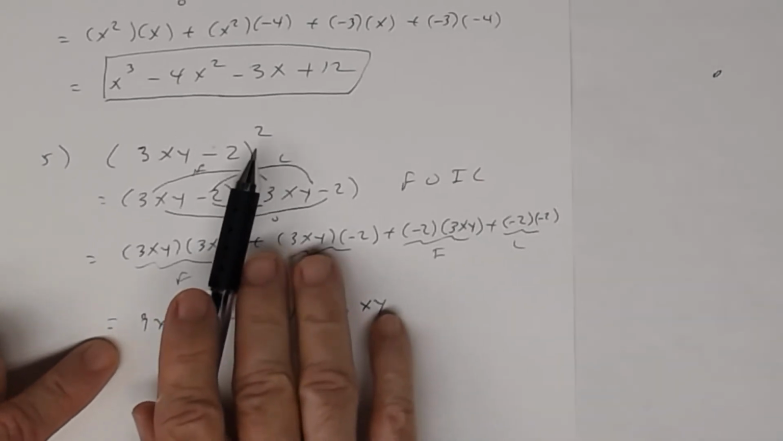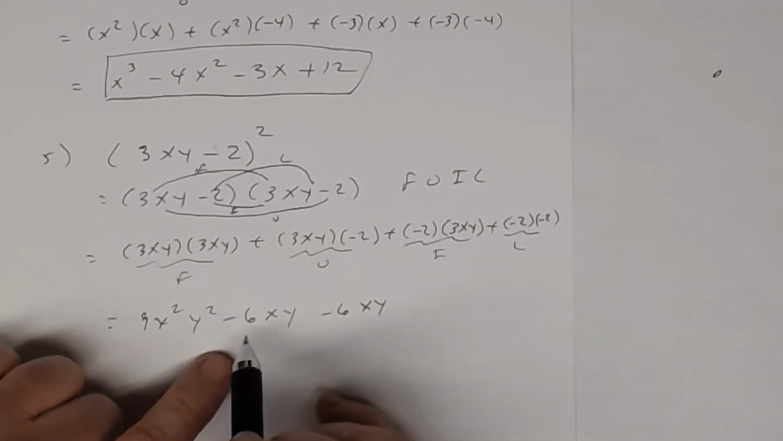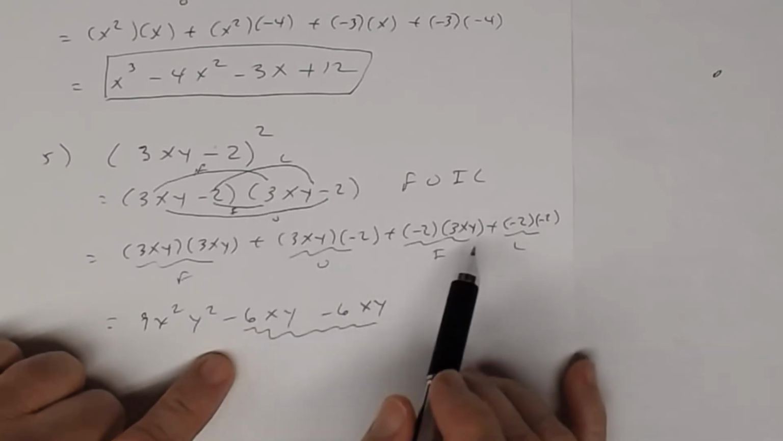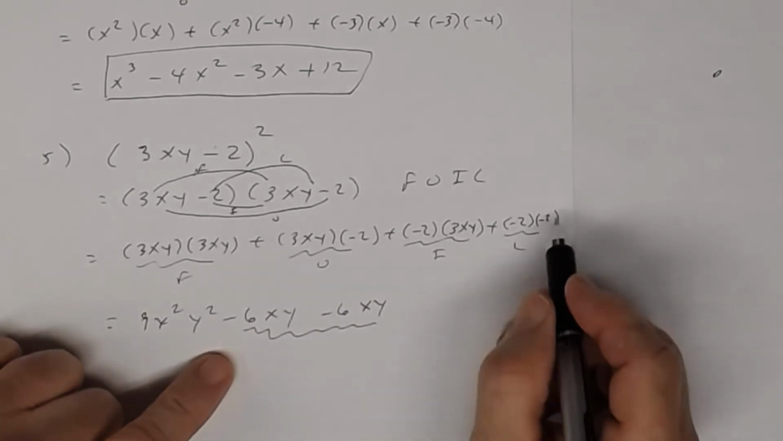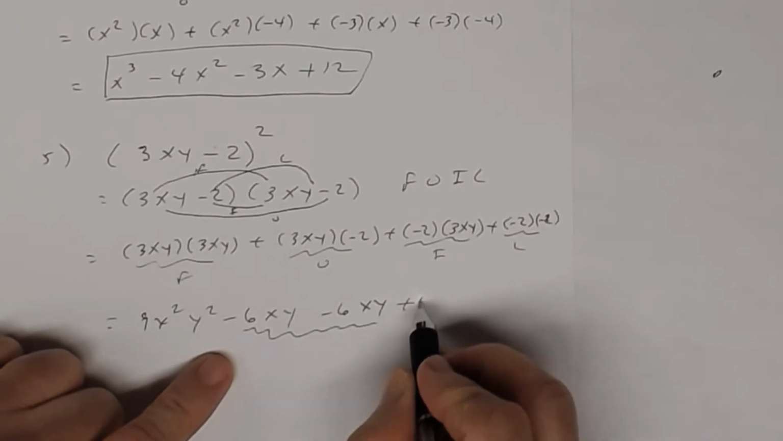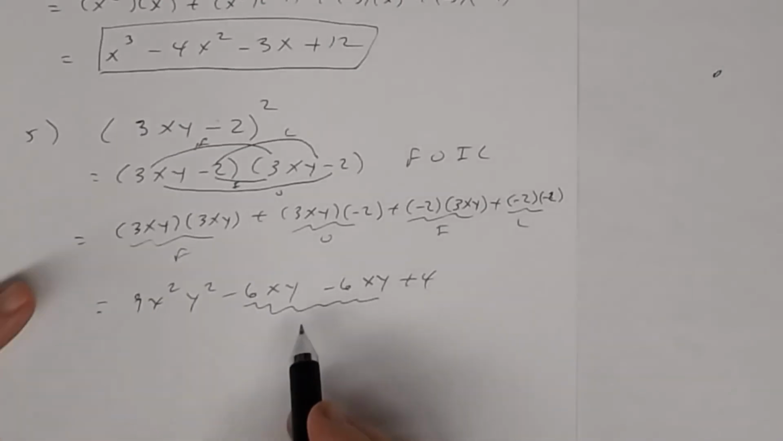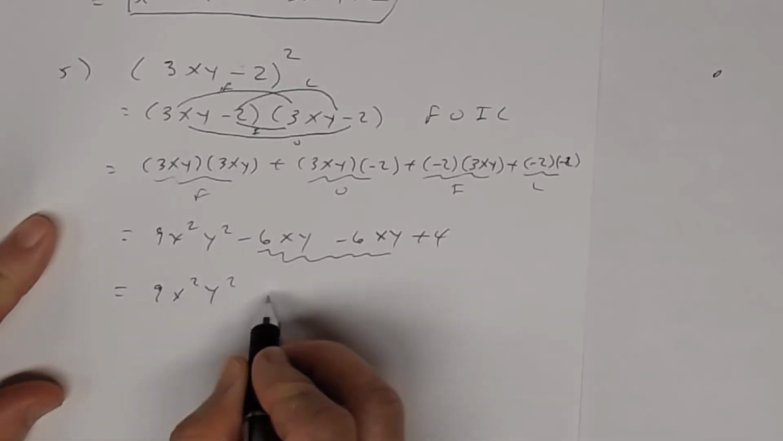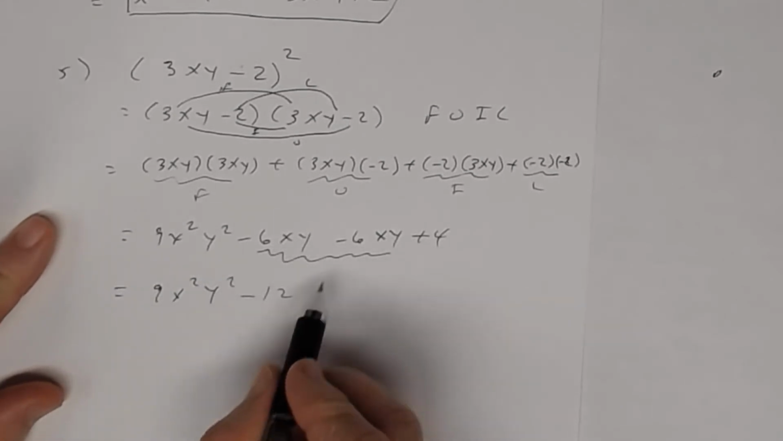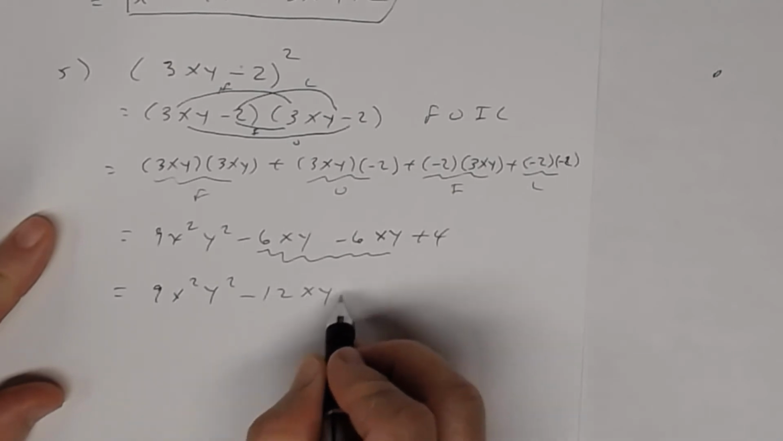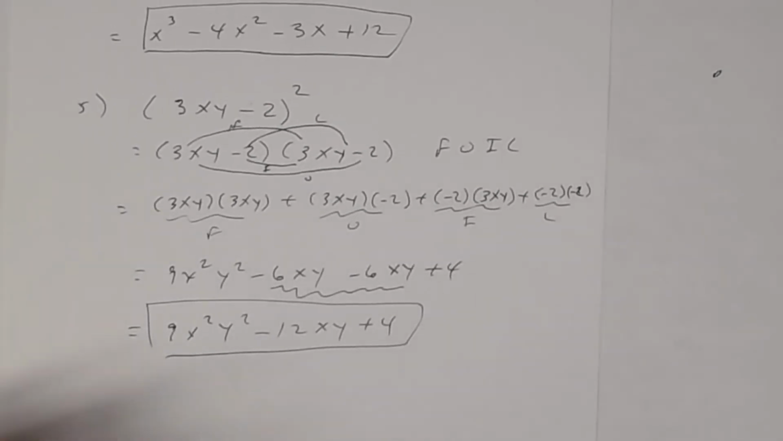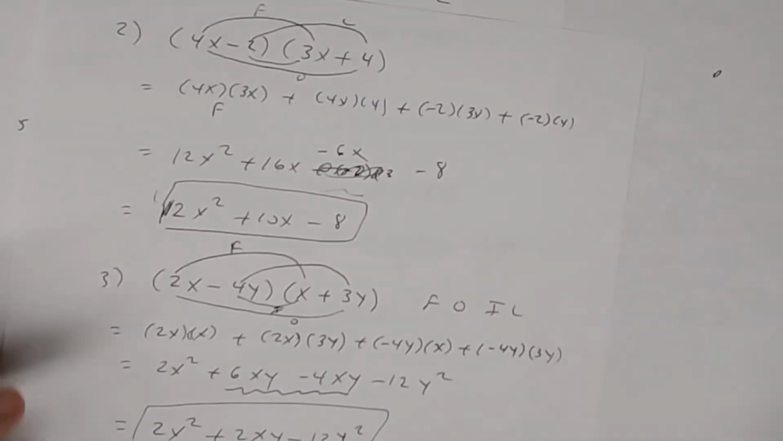Remember in a previous lesson we said that when we square a binomial, these terms right here will be exactly the same, and they are. And then notice the next one, a negative 2 times a negative 2 is a positive 4. And so when I combine these, your final answer is 9x squared y squared minus 12xy plus 4. Okay? And that's it. So that is using the FOIL method.